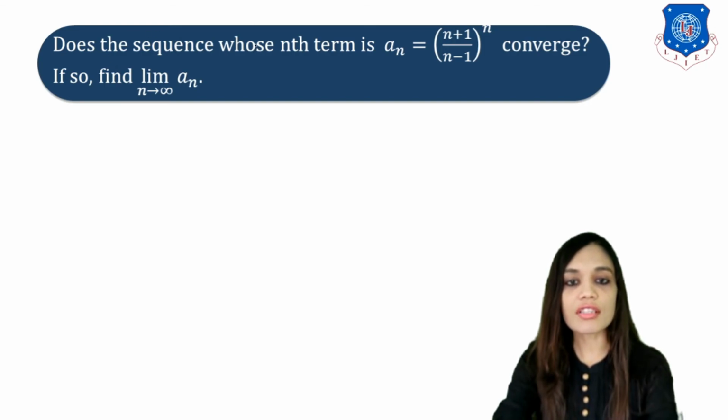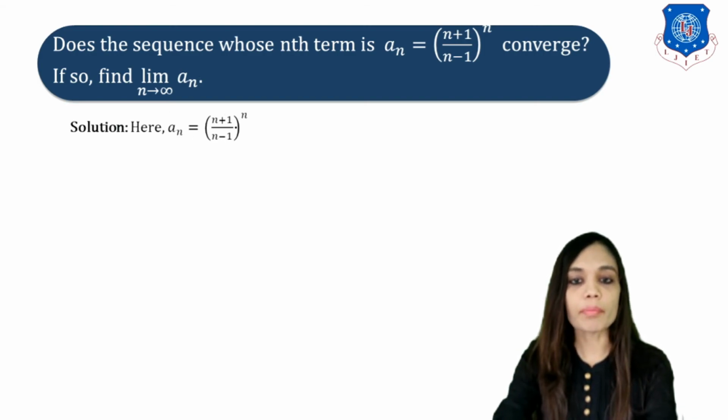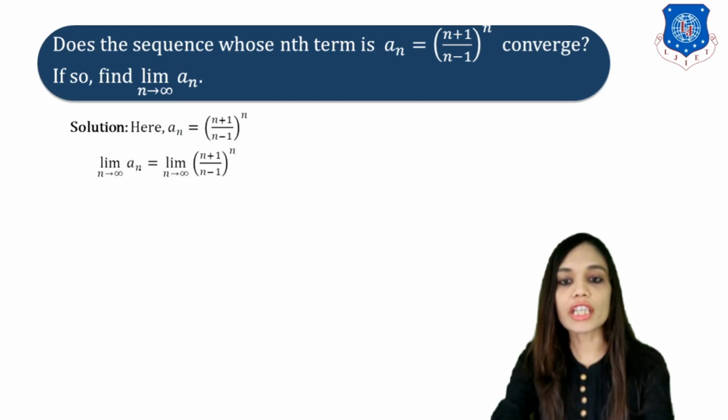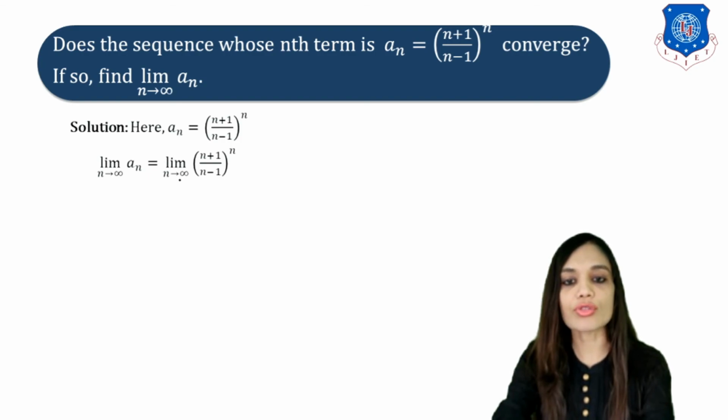Next, let us solve one more example. Here we have to discuss the convergence of the sequence un, where un is equal to ((n plus 1) upon (n minus 1)) whole raised to n, and we also have to find the limit of un. So let us start the solution. Here the nth term is ((n plus 1) upon (n minus 1)) whole raised to n. So in order to discuss the convergence, we will find the limit. So limit n tends to infinity un will be equal to limit n tends to infinity ((n plus 1) upon (n minus 1)) whole raised to n.